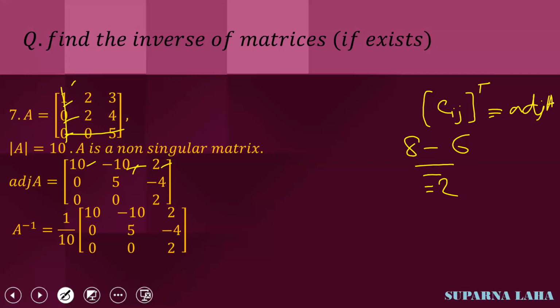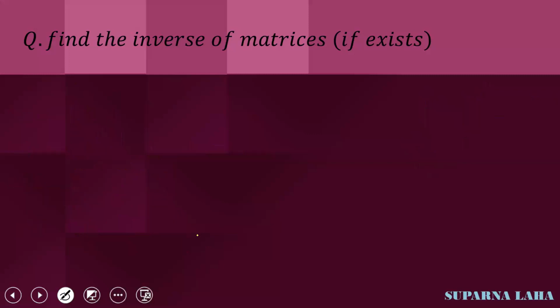Same here, you can take this 1 upon 10 inside of this matrix, or you can write it down outside of it. So that is your answer. So moving to the next question. Find the inverse. Another 3 by 3 matrix is given. You need to find its inverse.